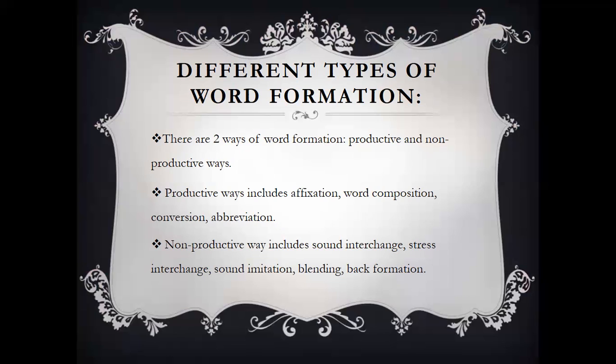Productive way is also called the main type of word formation. Non-productive way is also called the minor type of word formation. Productive way or main type of word formation includes affixation, word composition, conversion, and abbreviation. Non-productive way includes sound interchange, stress interchange, sound imitation, blending, and back formation.